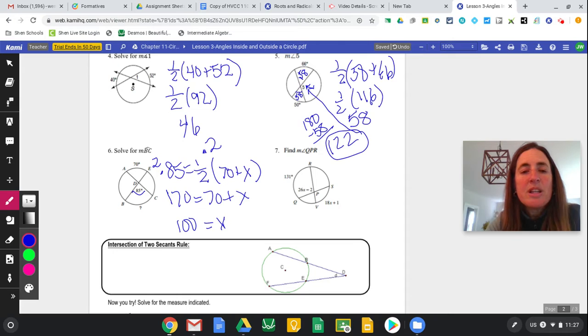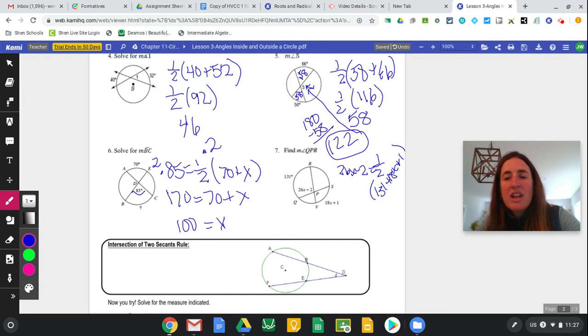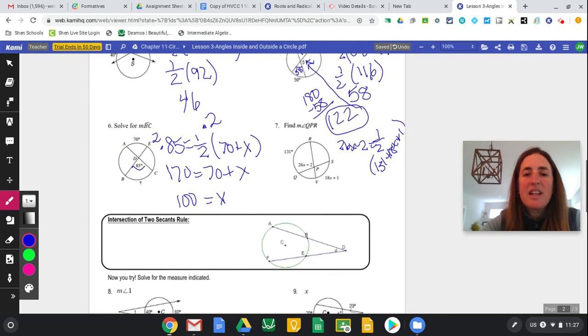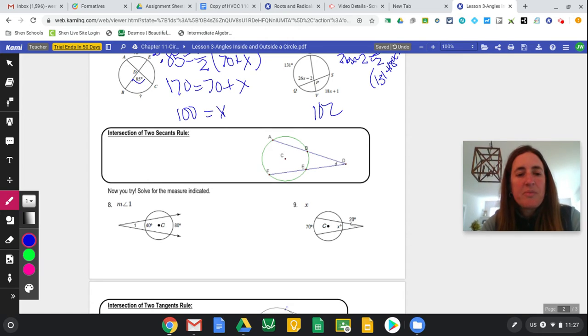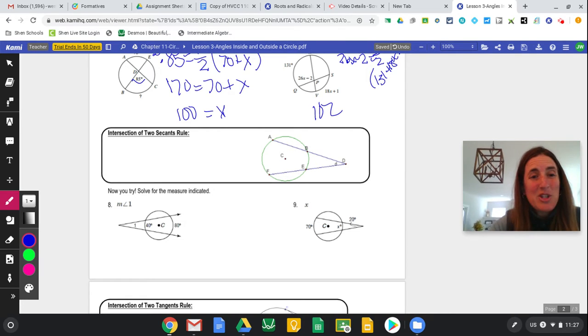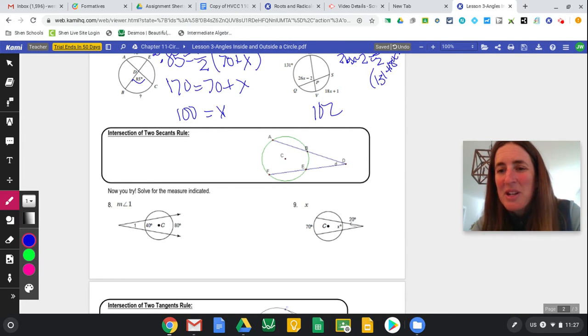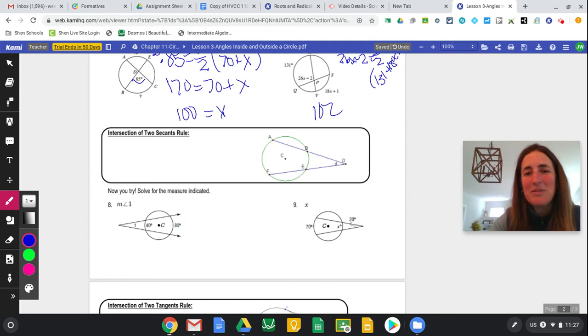And the last example, same idea. I'd take 26x minus 2, and set it equal to half of the sum of 131 plus 18x plus 1. I would then encourage you to look on your actual note sheet so you can figure that one out. It ends up being 102 for the angle they're looking for. Since there's 3 pages to this note sheet, I'm going to move on, and everybody's attention span is probably like 5 minutes at this point in life.